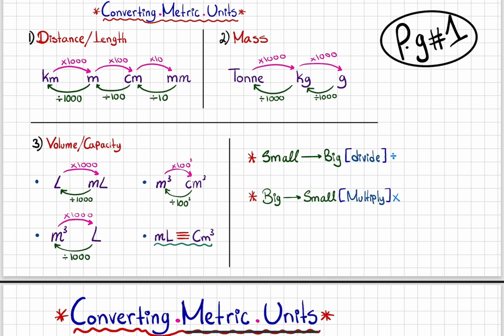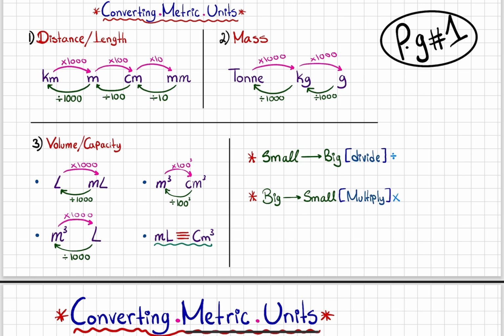Distance or length. Kilometer, meter, centimeter, millimeter. From kilometer to meter times 1000, meter to centimeter times 100, centimeter to millimeter times 10, millimeter to centimeter divide by 10, centimeter to meter divide by 100, meter to kilometer divide by 1000. Mass. Ton to kilogram, kilogram to gram, multiply by 1000, gram to kilogram, kilogram to ton, divide by 1000.